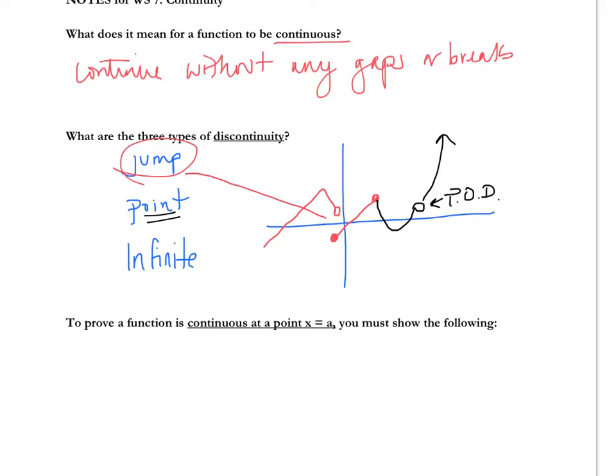Now the last discontinuity is an infinite discontinuity, and what this looks like is, let's say we have a rational function, and it's doing one of these. Right here at my x value of my vertical asymptote, there is an infinite discontinuity. Even if the two branches of the asymptote are going the same way and the limit exists, there is still an infinite discontinuity. So then the question becomes, how do we prove a function is or is not continuous at a specific point, especially if we don't have a graph to look at? So let's take a look at that definition.